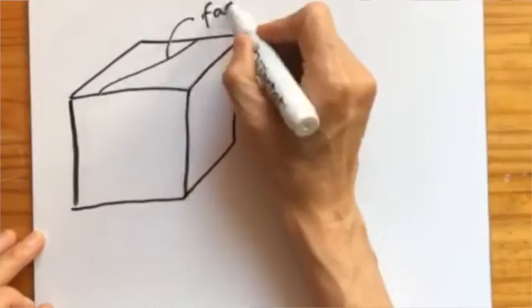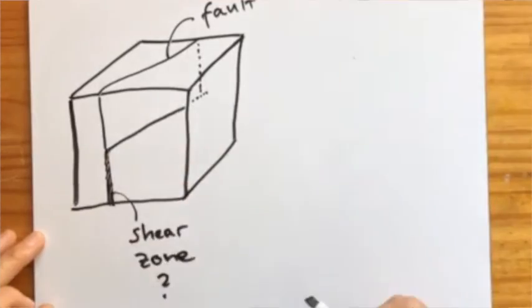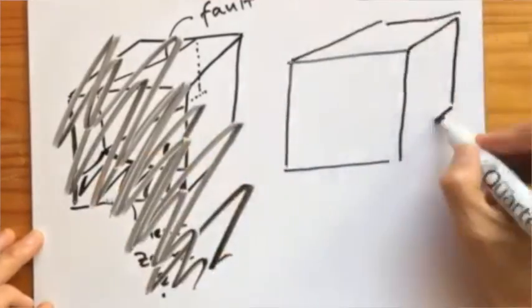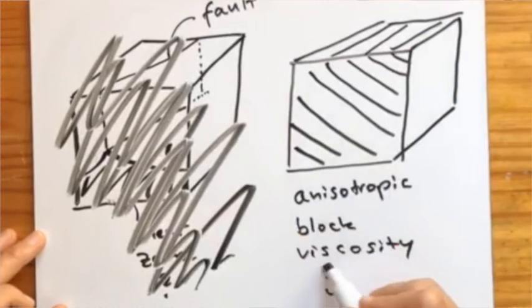One idea for the Community Rheology Model is to define each shear zone, but we suggest it may be better to define oriented viscosity in blocks instead.